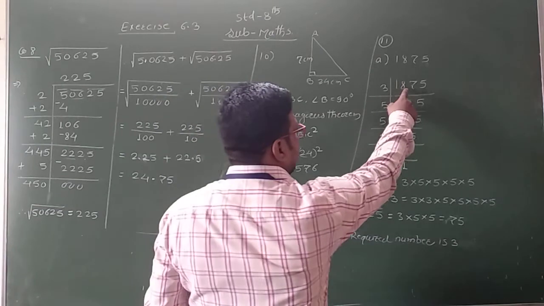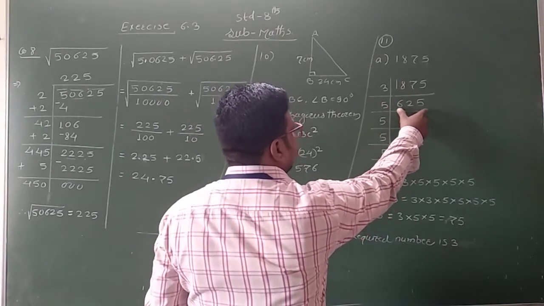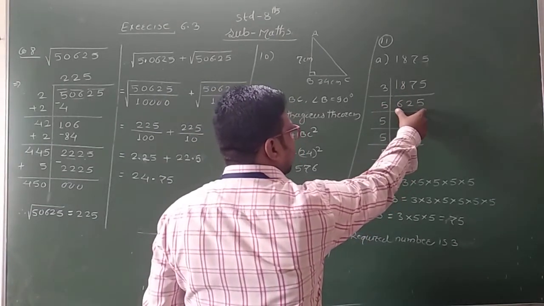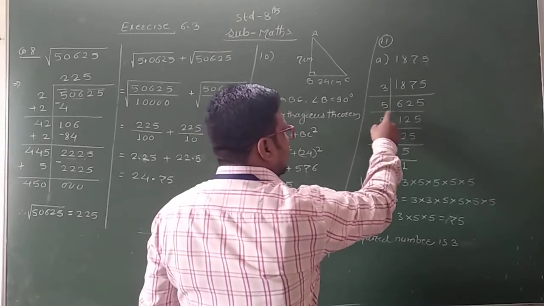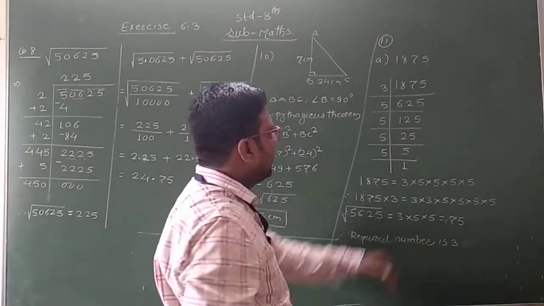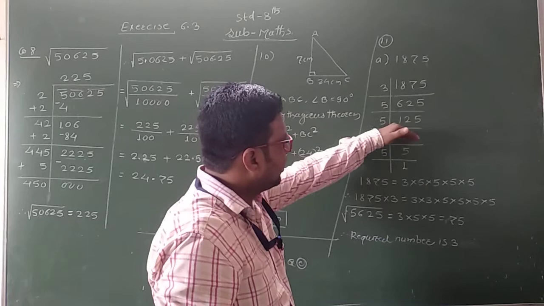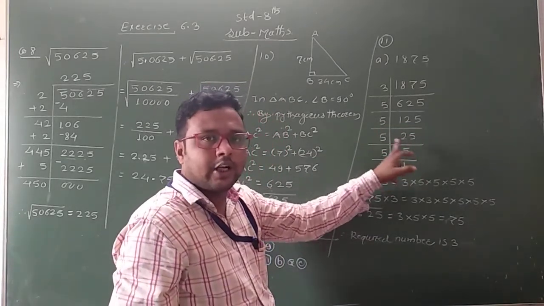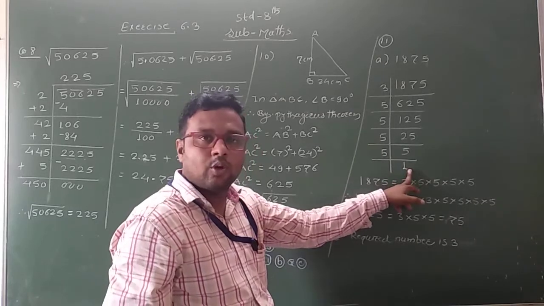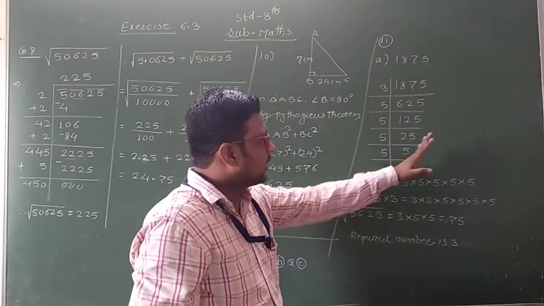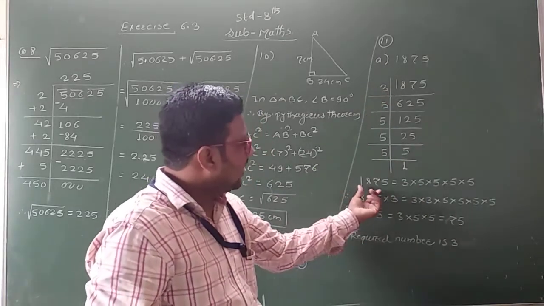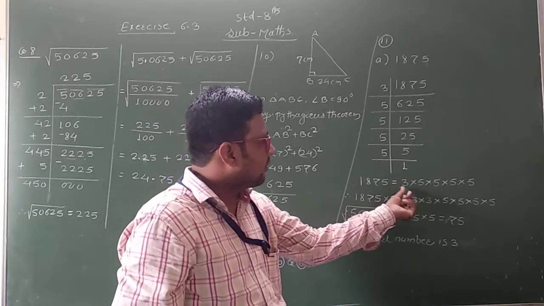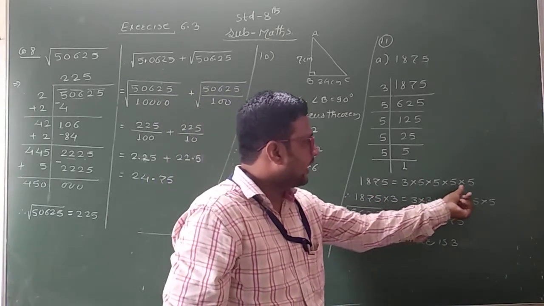Then after division, here we get 625. It is divisible by 5. It is not divisible by 3. After division, here we get 125. 125 is divided by 5, we get 25. Again 25 is divided by 5, we get 5. And 5 is divided by 5, we get 1 here. Okay. Now prime factorization is completed here. 1875 is equal to 3 into 5 into 5 into 5 into 5.